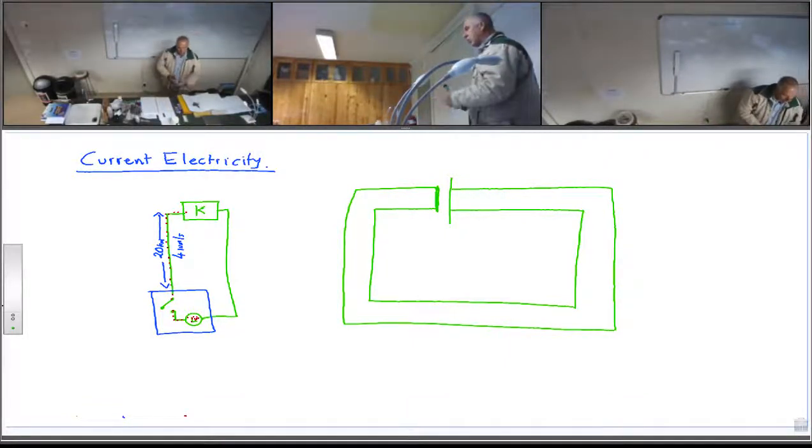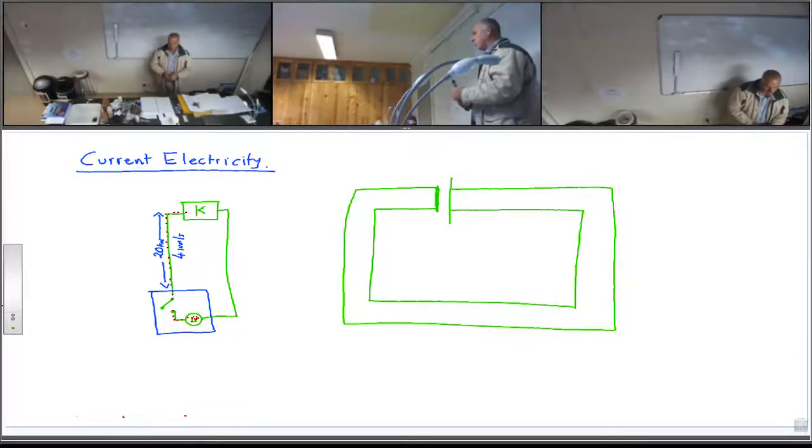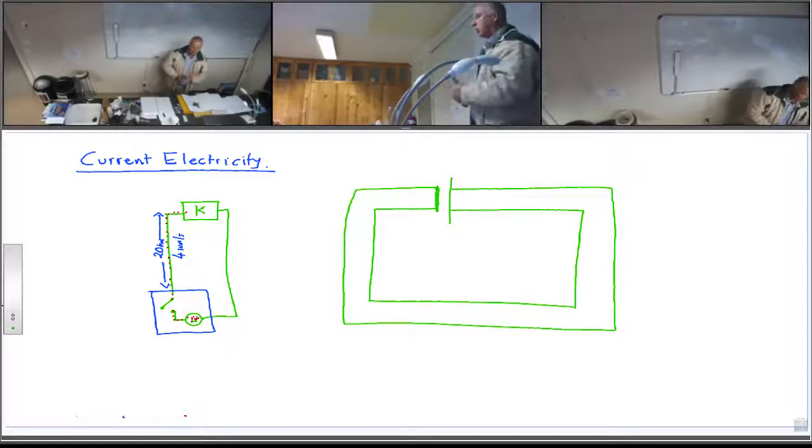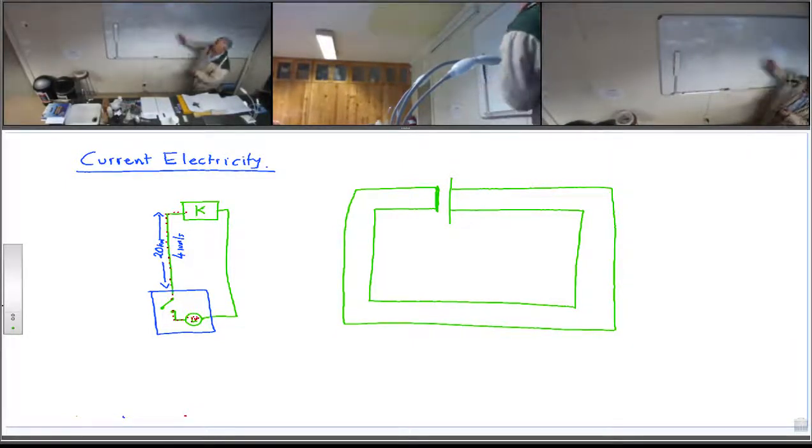Where else did we draw electric fields? In an irregularly shaped hollow object. Where else? Between two parallel plates. Now a cell can be imagined as being two parallel plates. Do you agree that that's parallel to that? But look at it from this way.